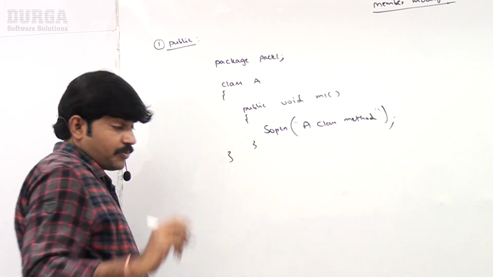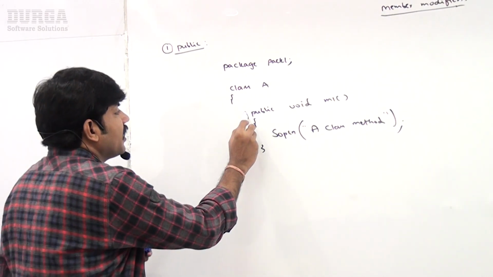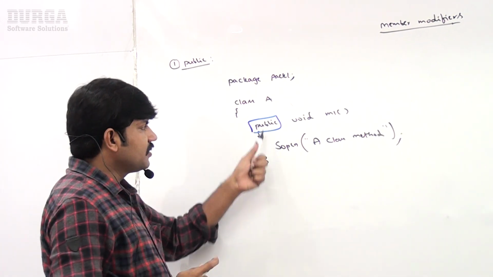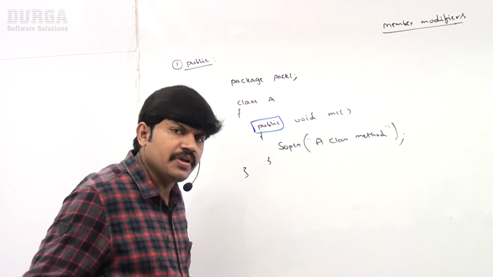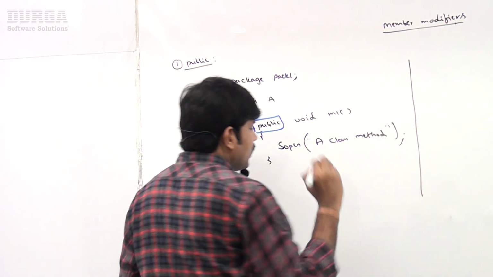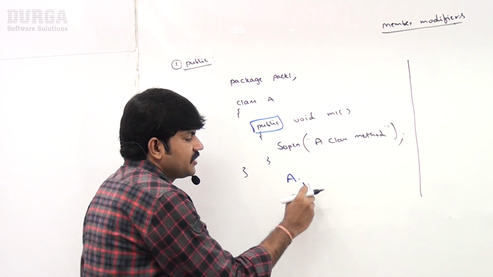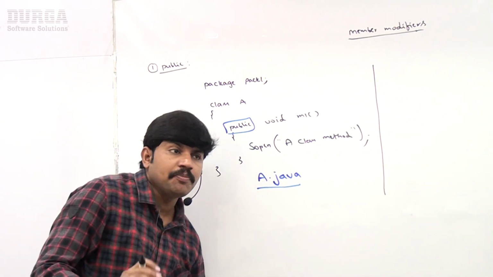Now take very special care. First important conclusion: is it public or not? Yes, this method is public. You can access this method from anywhere, no problem at all. This total file I saved as A.java. Now I am taking B.java.